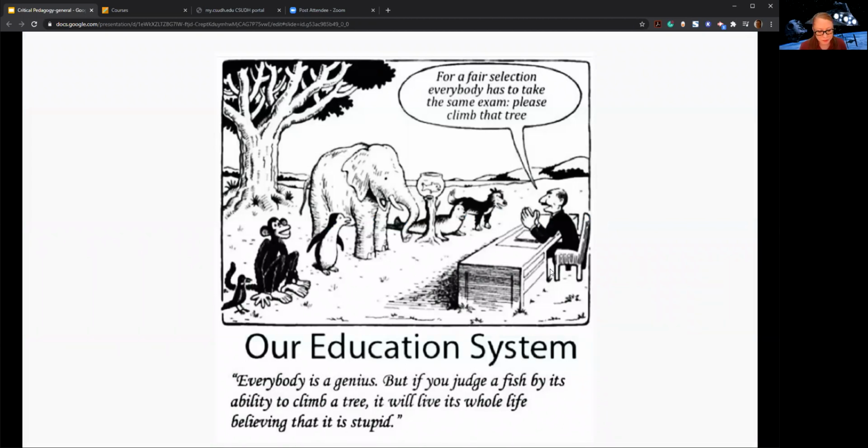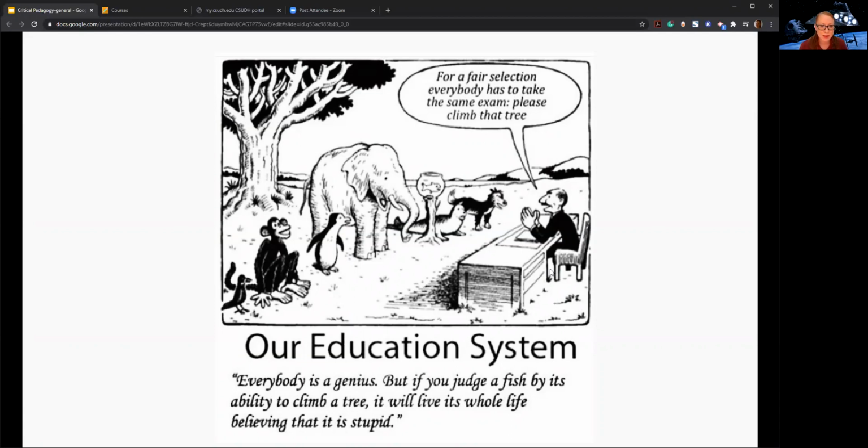This is a commonly used quote in education. Everybody's a genius, but if you judge a fish by its ability to climb a tree, it will live its whole life believing that it is stupid. A lot of people attribute that to Albert Einstein. I believe he's the person that said it.